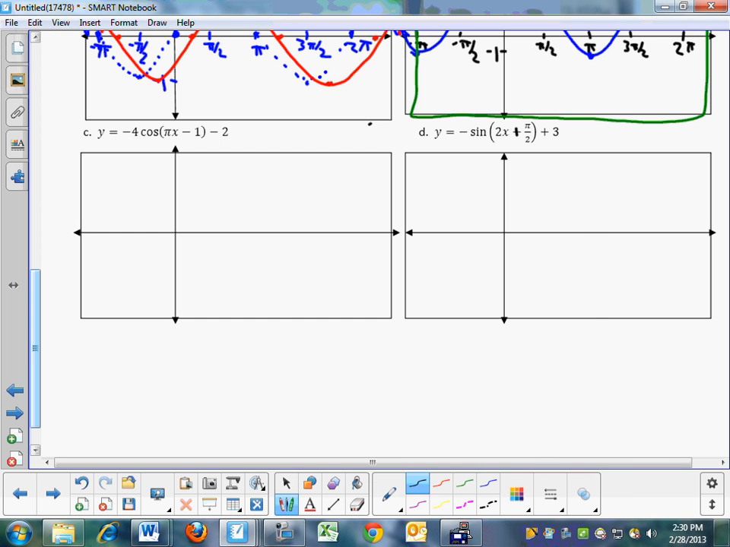C. I start with what? What's the first thing I look for? Vertical shift. What's vertical shift? -2. What's the amplitude? 4. So I'm going to have to go up 4 and down 4 from the vertical shift. So what's going to be my lowest value that I'll get to? -6. So I'm going to have to make sure that I have -6 on this graph here.